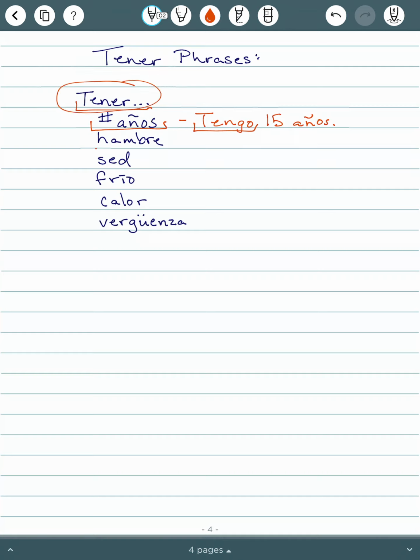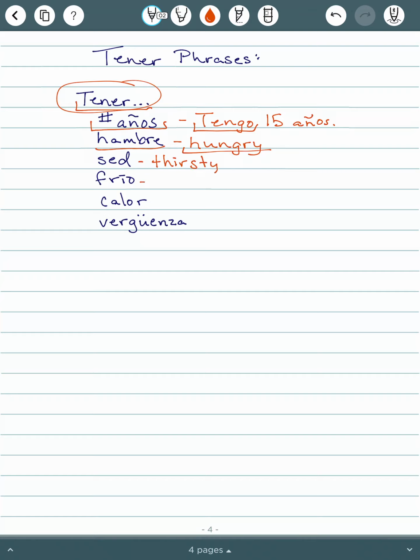Now, the word hambre, literally that's hunger. But that is how you would say that somebody is hungry. Tengo hambre. That means I am hungry. ¿Tienes hambre? Are you hungry? So, again, doesn't translate literally very well, but we would really translate that as hungry. Sed, tengo sed would mean I am thirsty.